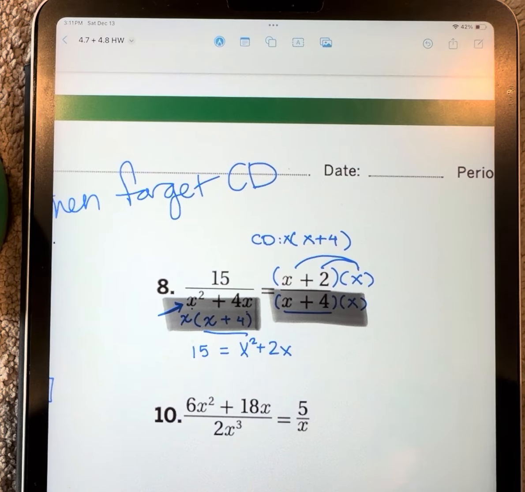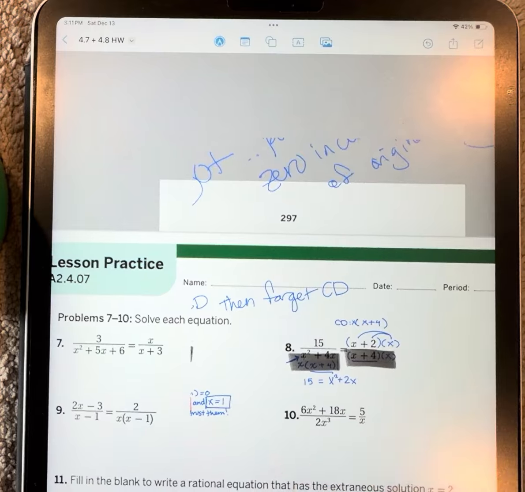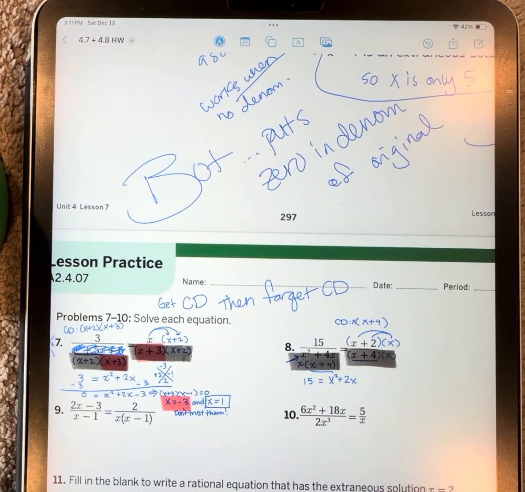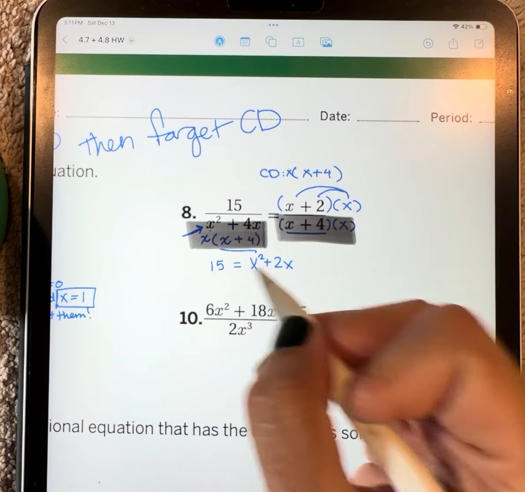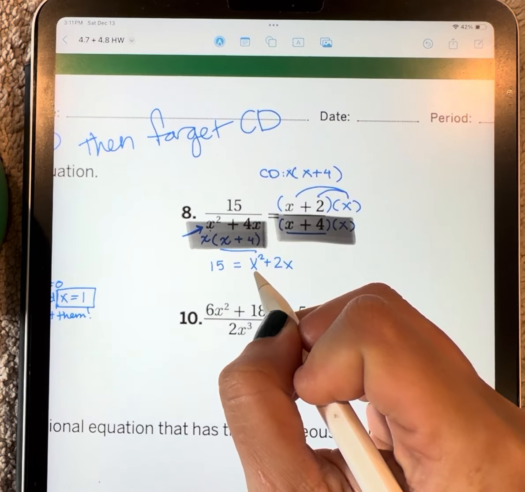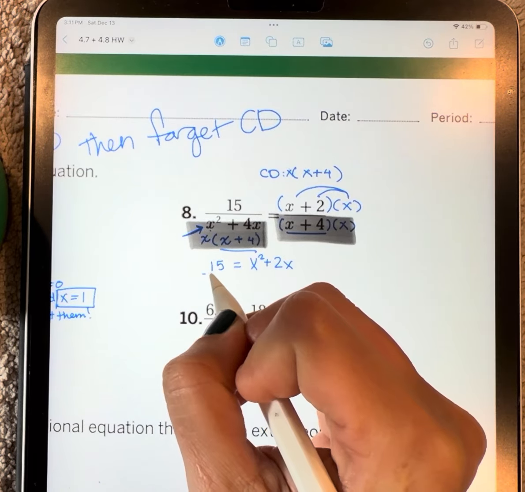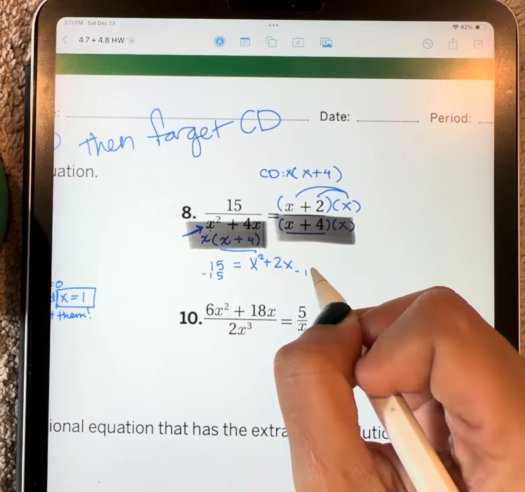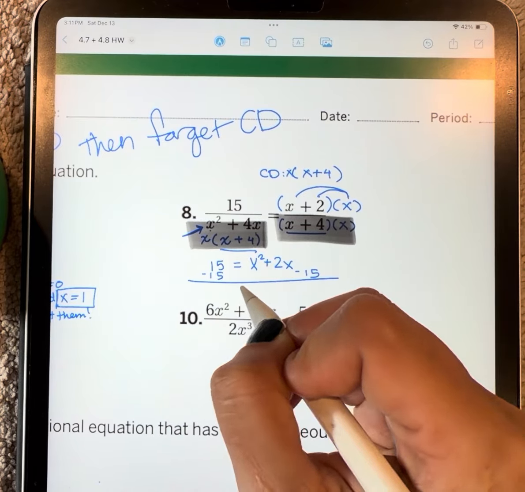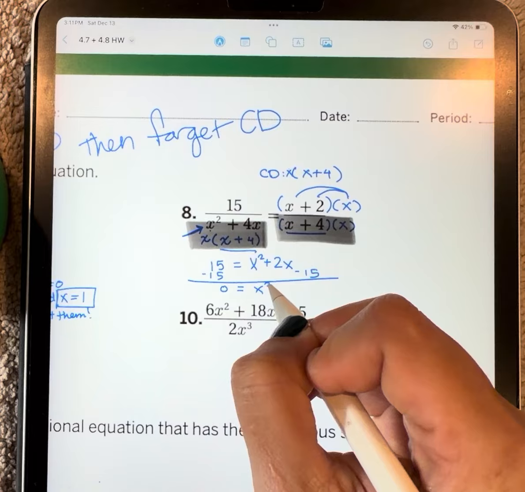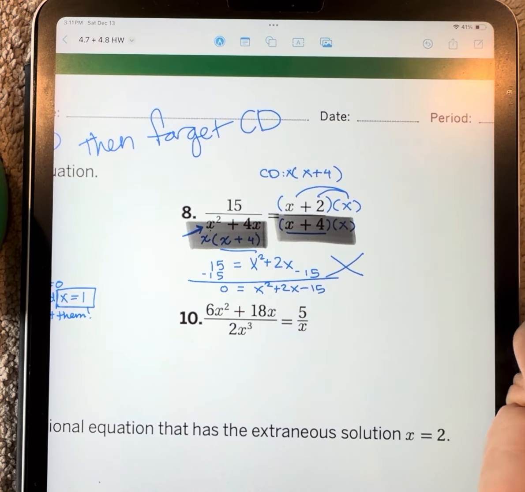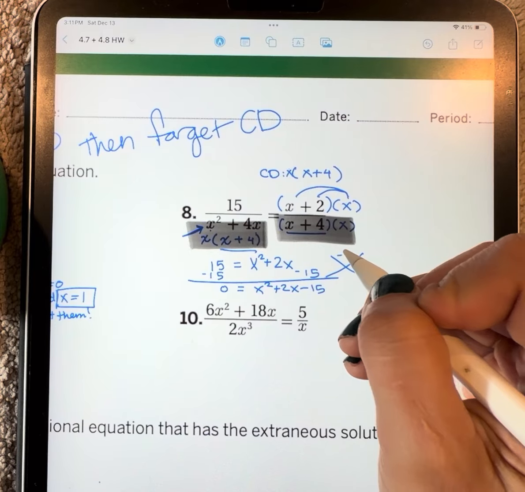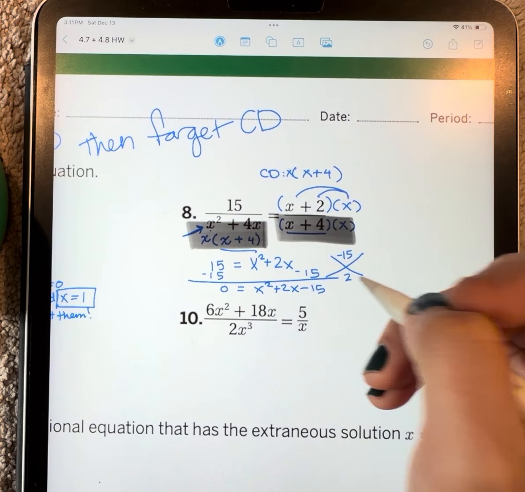And now here we are, you guys, back to what number 7 was like, okay? If this keeps happening, I'm not going to keep solving it. I'm going to hope that you guys learned how to do it and you can do it yourselves. Again, I see x squared and x, so I move the 15 over to get 0 equals x squared plus 2x minus 15. Then I put the negative 15 on the top and the 2 on the bottom.